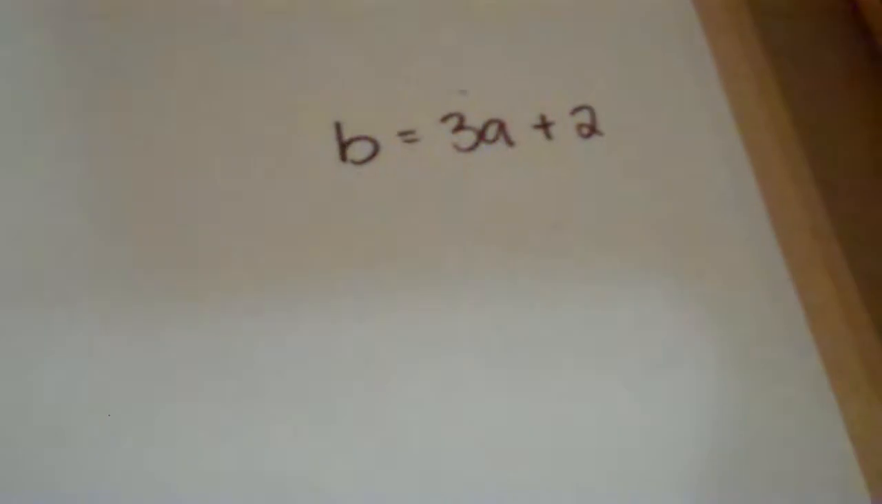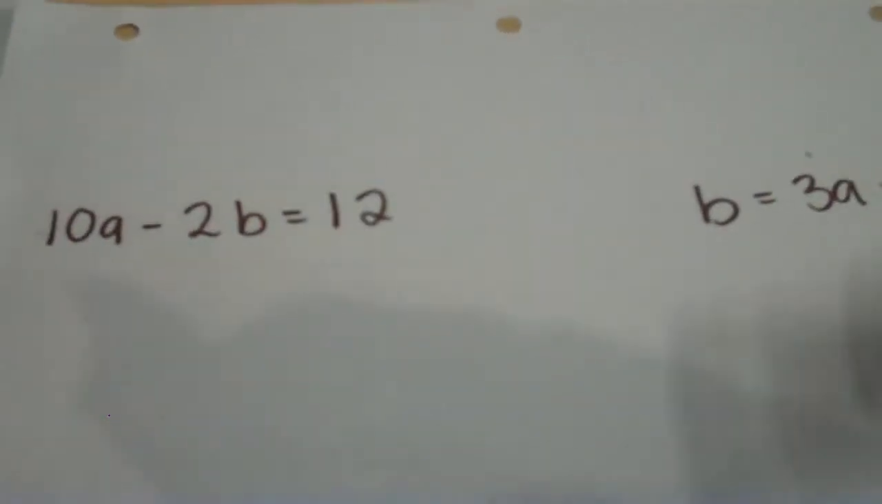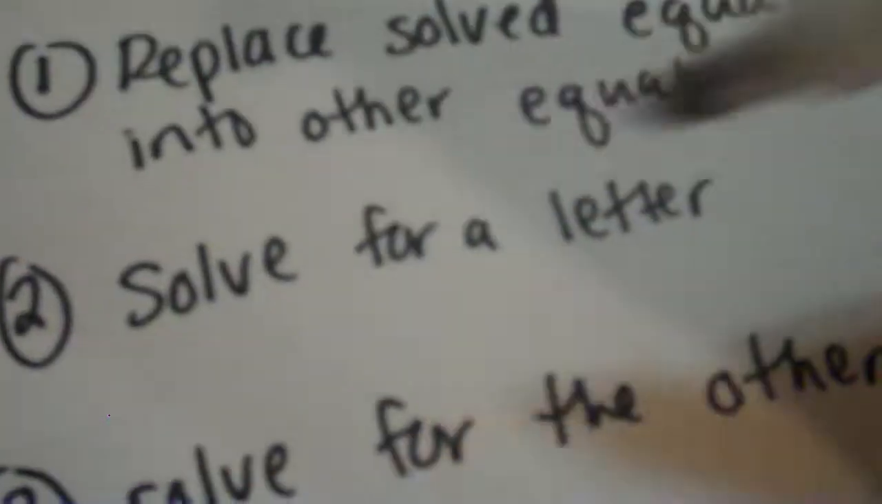Okay? I'm not going to go over this last example for you, but just yet again, you're going to replace the solved equation into the other equation. Then you're going to distribute, combine like terms, solve like you need to, and then replace it on the other one. Real quick, just for your notes here, where it says to solve for a letter, I want you to go ahead and write how you do that.